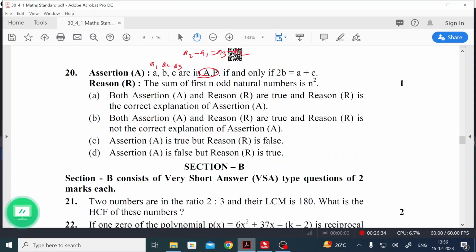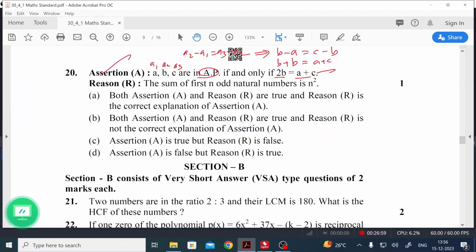Question number 20. Raja, I told you to complete this. Have you done this? So, here A2 value is what? B minus A, which is equal to A3 value, C minus B. B fully on one side when you bring, minus A you will send opposite, so plus A. So, what am I getting? B plus B, 2B, A plus C you will be getting. Then the assertion is correct. Do you understand?